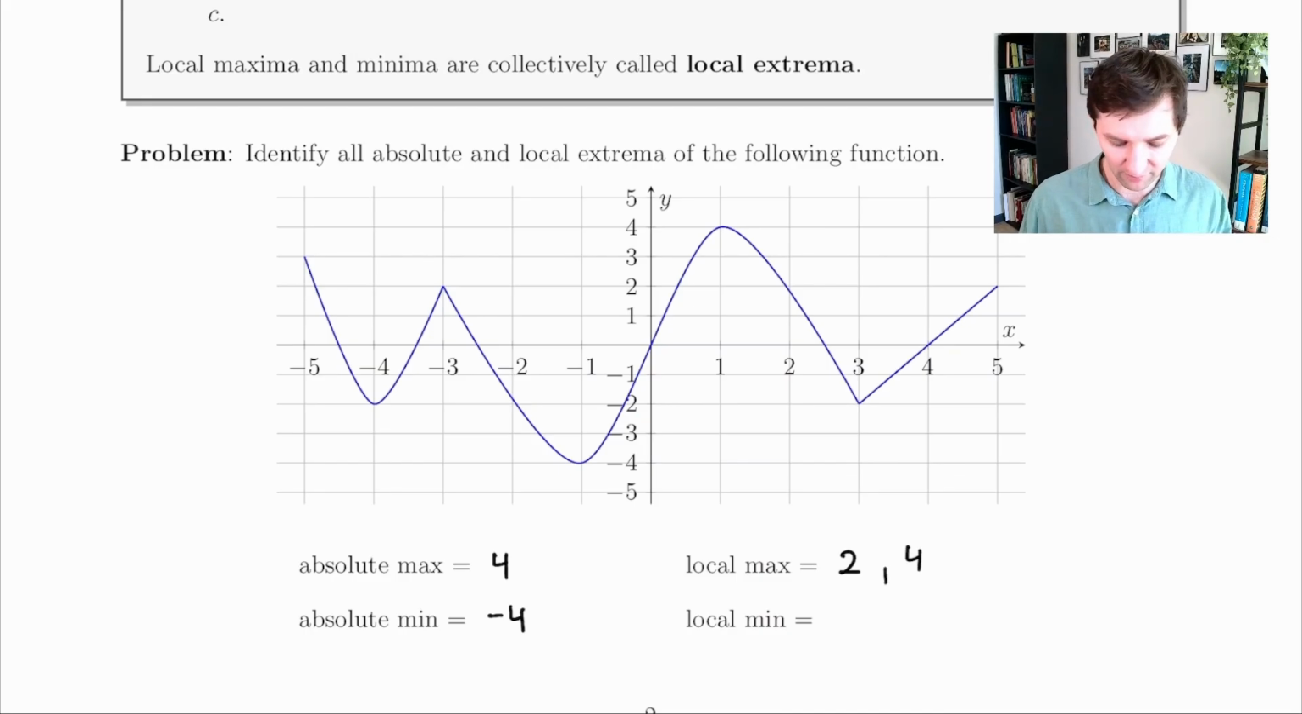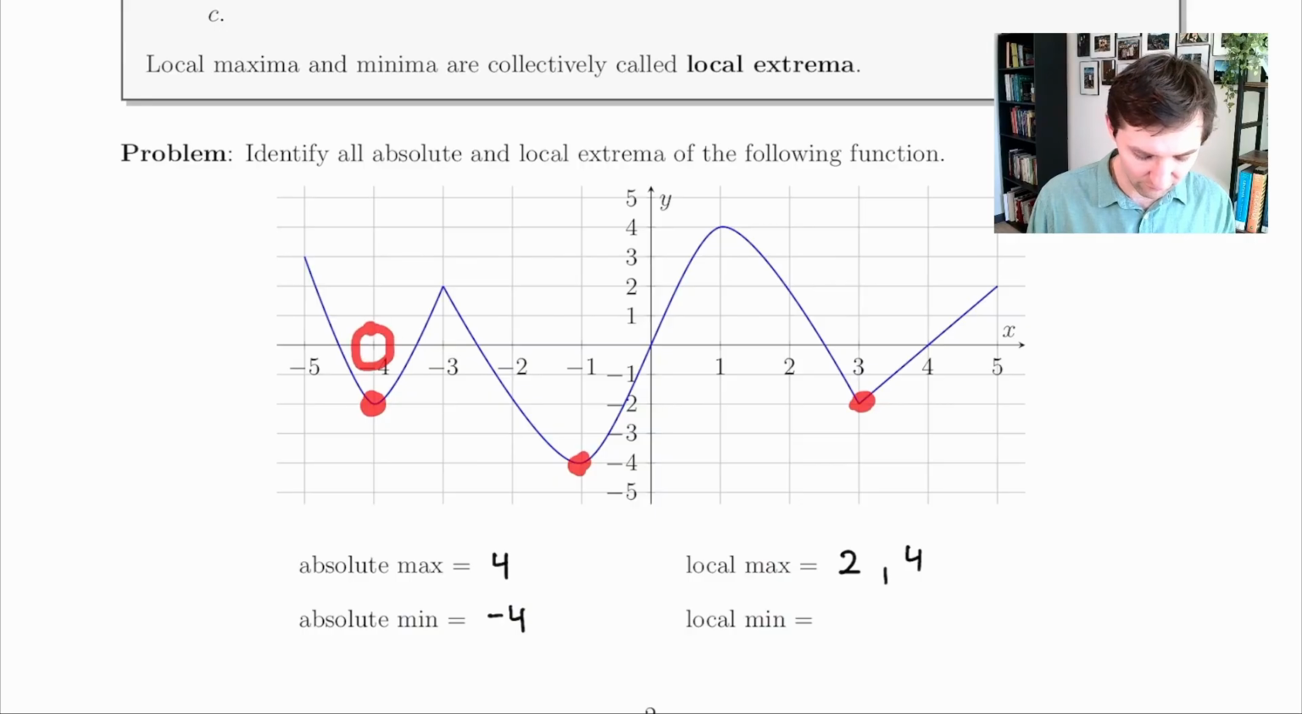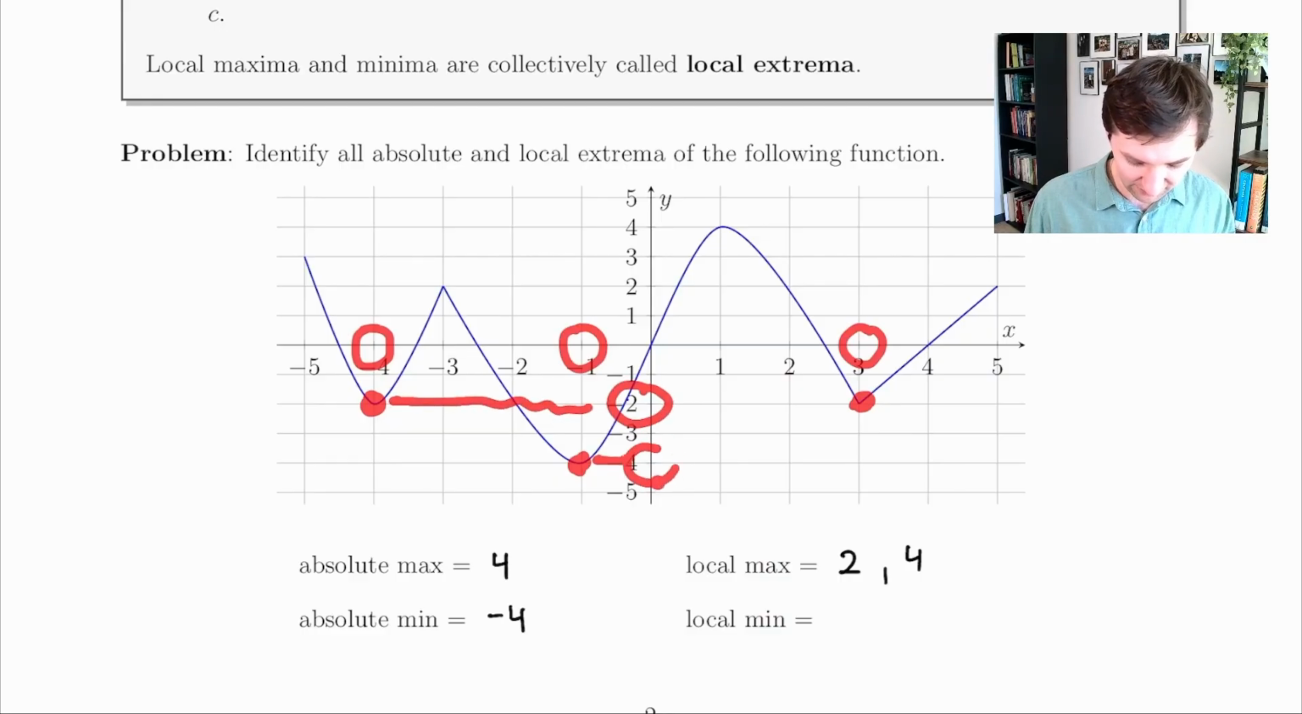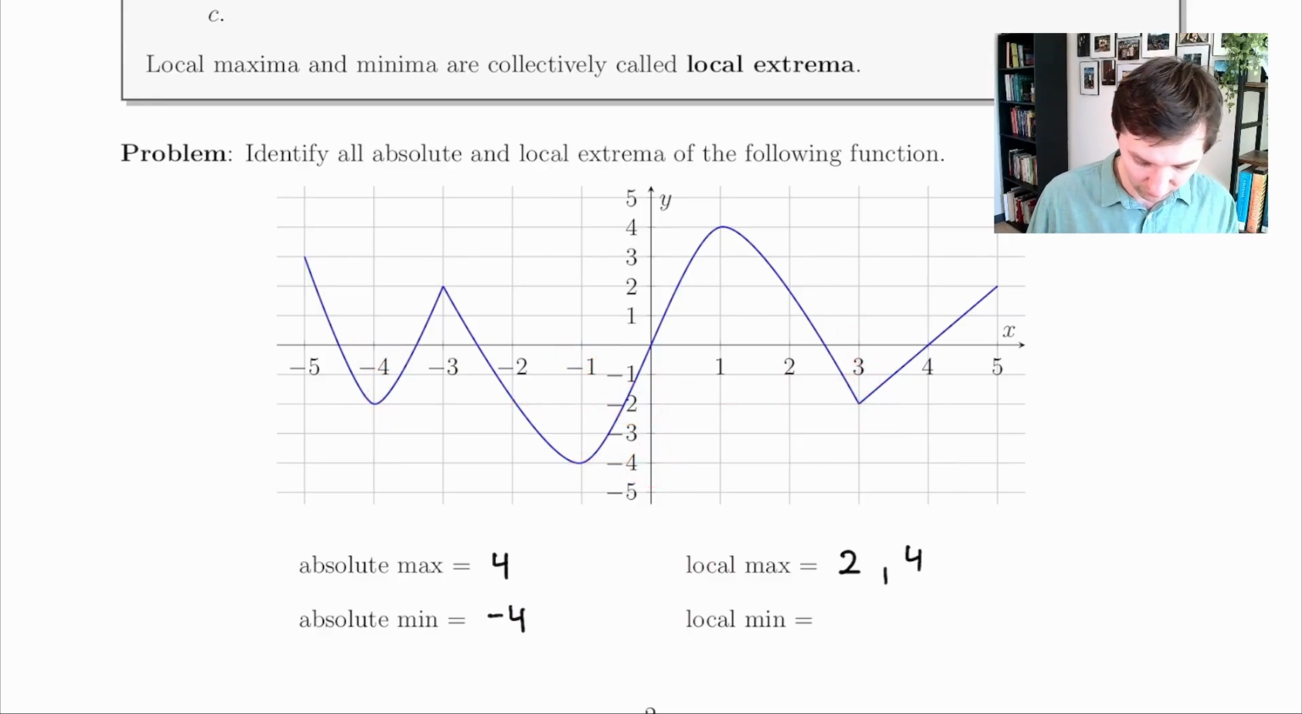What about local minima? I believe I have 3 of those. I have 1 here, I have 1 here, and I have 1 here. The first one occurs at -4, the second one at -1, the third one at 3. The values of them are, the first one is -2, the second one is -4, and the last one is also -2. So I have 2 local minima, -2 and -4.